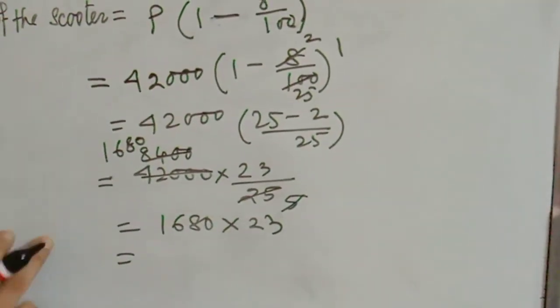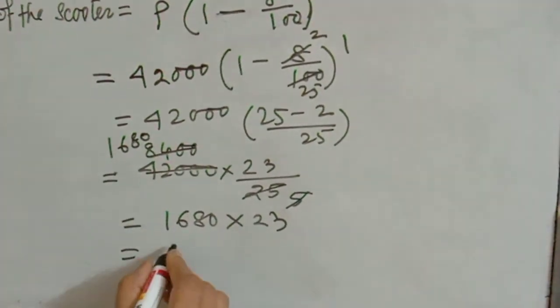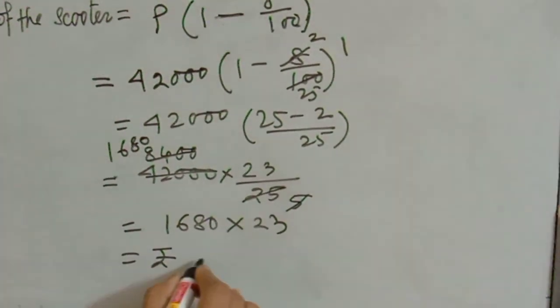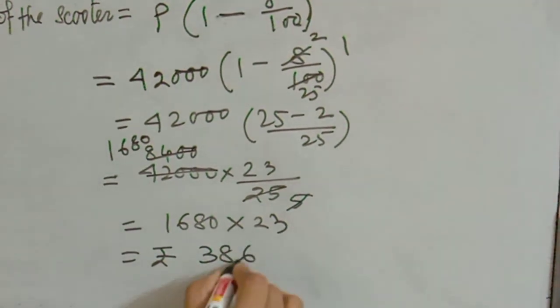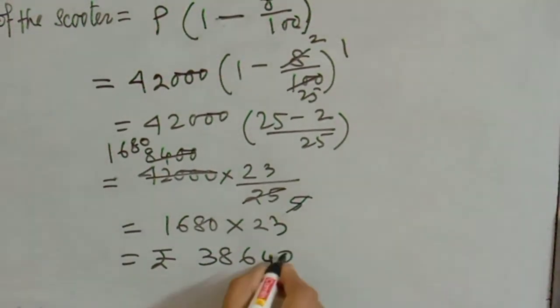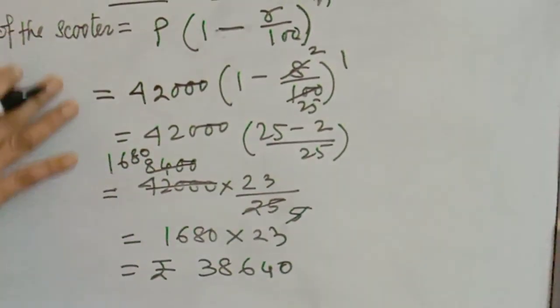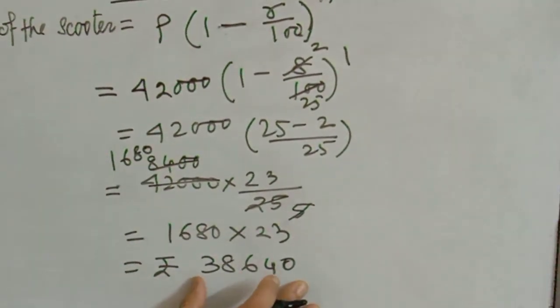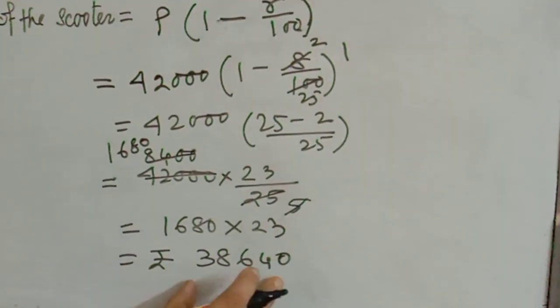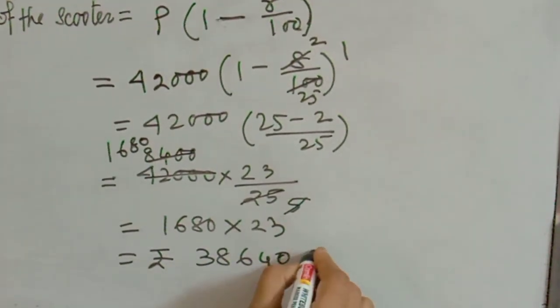So the final value of the scooter will be rupees, multiply these two and you will get 38640. This is the value of the scooter after 1 year, the new value of the scooter after depreciating at the rate of 8% per annum. This will be the new value of the scooter.